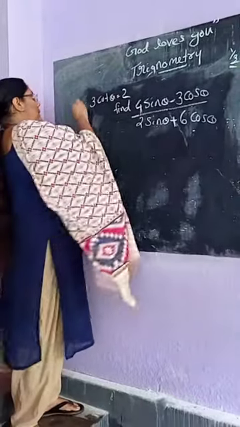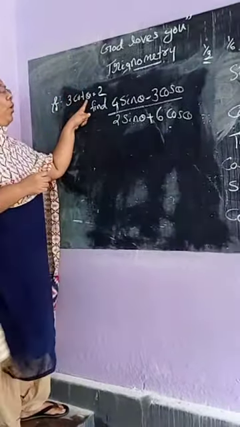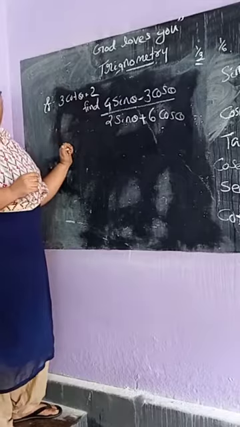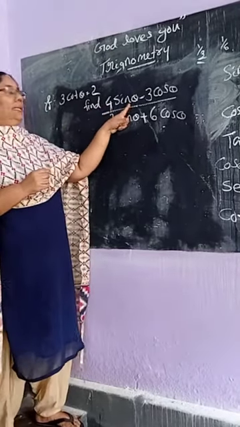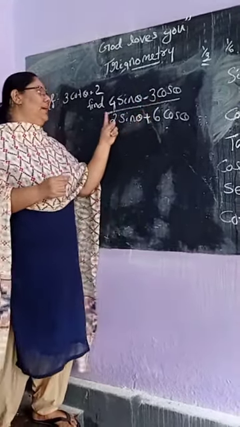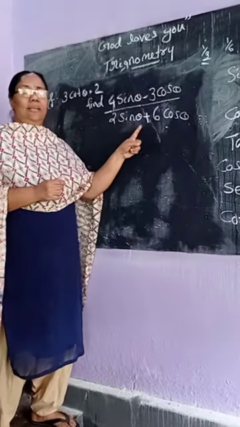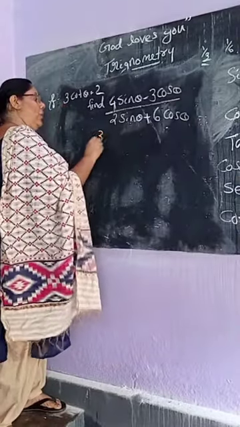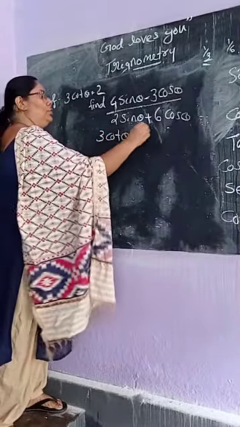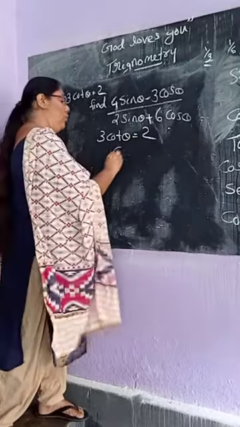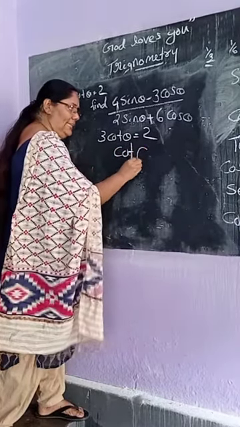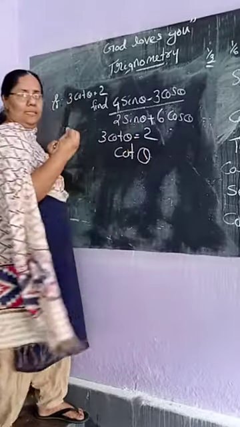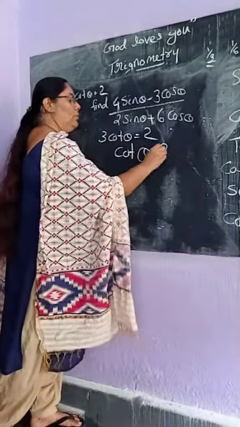Write the next question. If 3 cot theta is equal to 2, find (4 sin theta minus 3 cos theta) by (2 sin theta plus 6 cos theta). Here what is given? 3 cot theta is equal to 2. From that, cot theta is equal to 2 by 3.